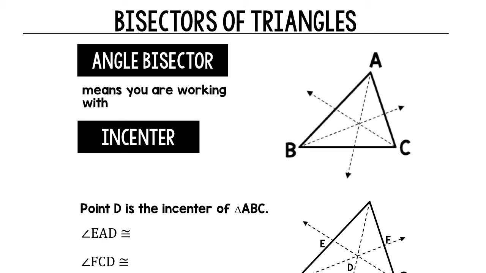Angle bisector means you're working with congruent angles. And an incenter is where the angle bisectors meet. So an angle bisector cuts every angle in half. So these two angles are congruent, these two angles are congruent, and these two angles are congruent because these angles are split by the angle bisector.